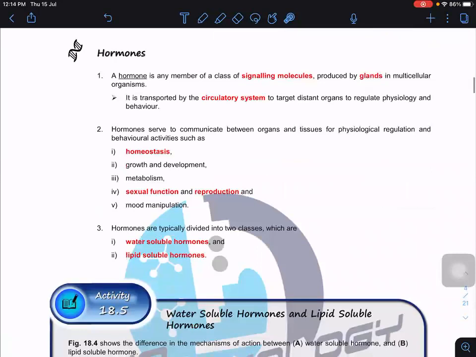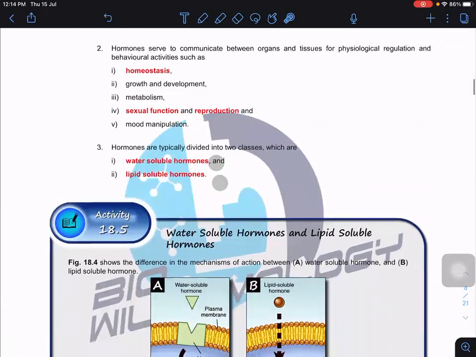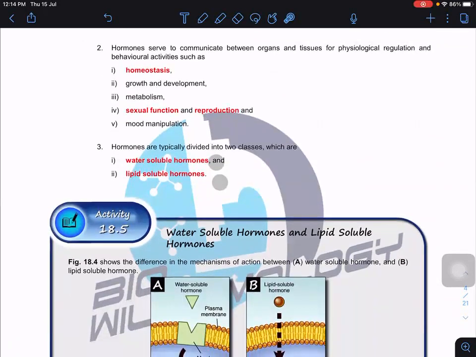So what is a hormone? Hormone is any of a class of signaling molecules produced by glands and transported by the circulatory system, particularly our blood, through a blood vessel. So what is the role of hormones? Hormones basically act as communication between the organs and the tissues for physiological regulation, such as homeostasis.